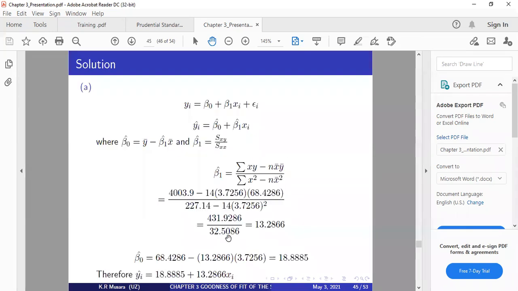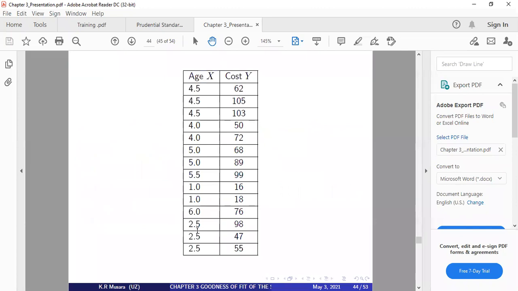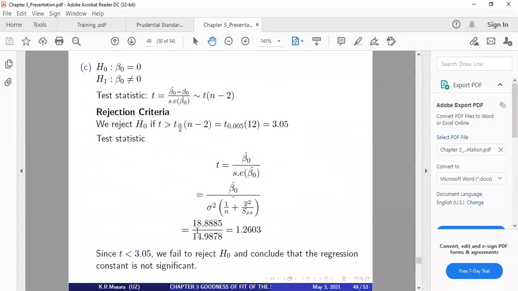Next question. Test the significance of the regression constant. Or sometimes they may say test the significance of what? Of the intercept. Using alpha equals what? 0.01. So now here we are testing for what? For beta equals what? To 0. So you're saying H naught, beta naught equals 0. H1, beta naught is not equal to what? To 0.